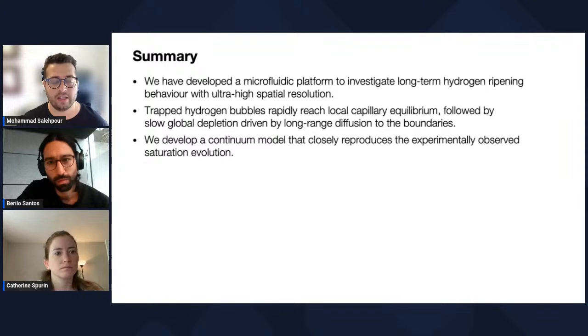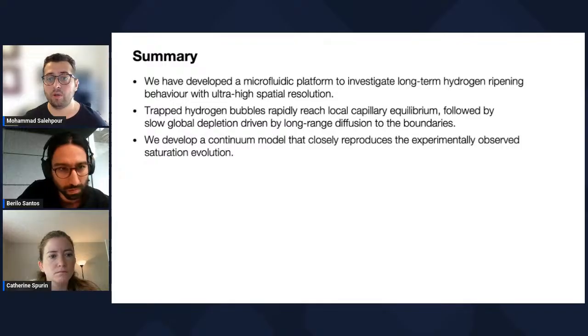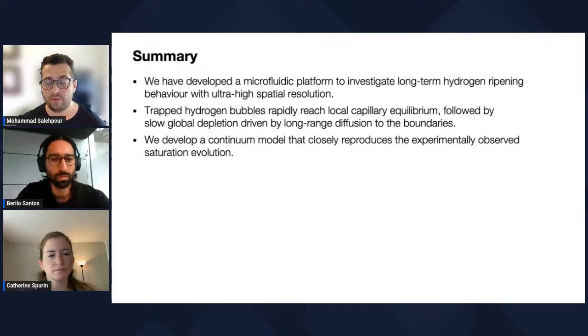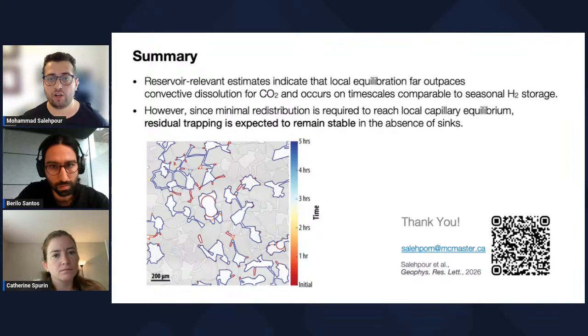We've also been tracking the trapped hydrogen bubbles inside the porous media, and we saw that they rapidly reach local equilibrium, followed by slow global depletion by long-range diffusion to the boundaries. We developed a continuum model that closely reproduces the experimentally observed data without any tuning parameter. And the reservoir-relevant estimates showed that the local equilibrium far outpaces the convective dissolution of CO2 and occurs at timescales comparable to seasonal H2 storage.